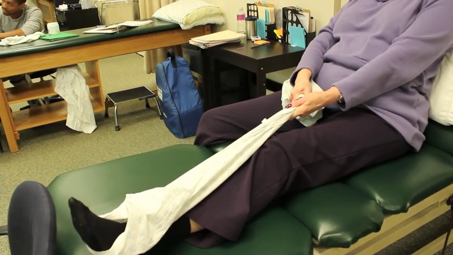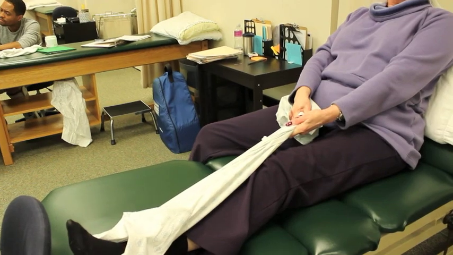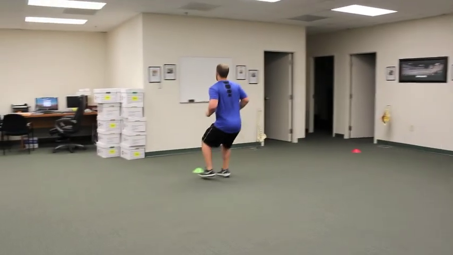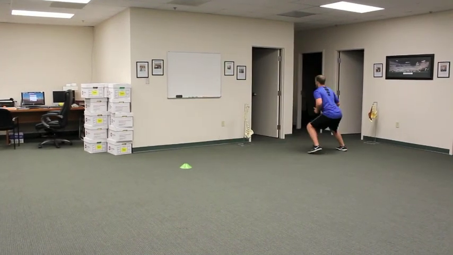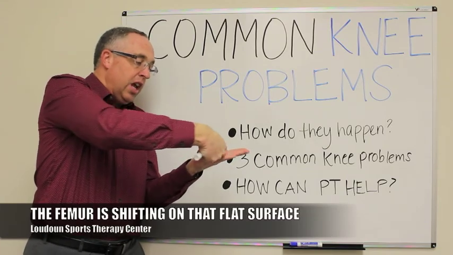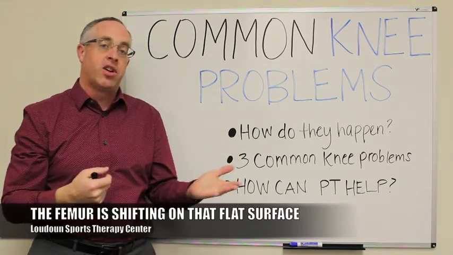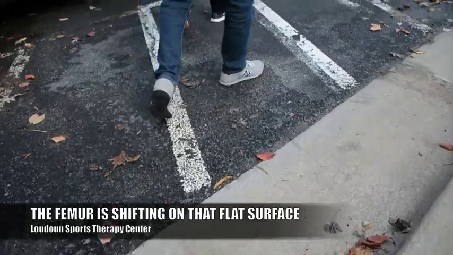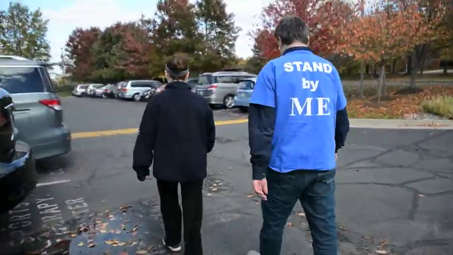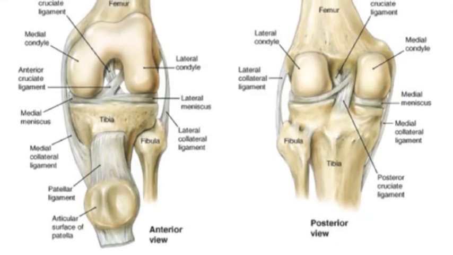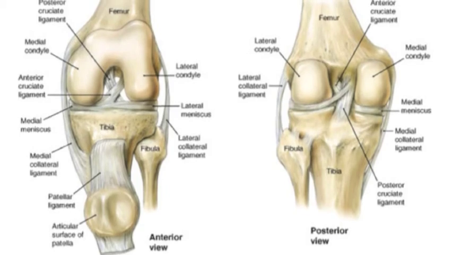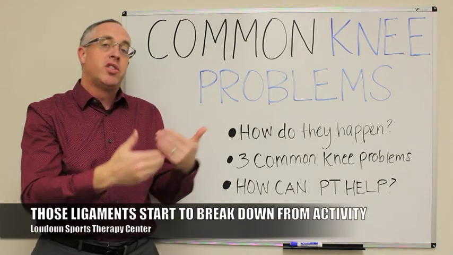But let's use, for example, somebody that's stepping off of a curb or going downstairs, or an athlete that comes to a quick stop like a soccer player or a football player. When that quick stop happens, the femur is shifting in one direction or another on that flat surface. Even just simply stepping off a curb, as you step down, the femur is looking to shift forward. So it relies on those ligaments, the ACL, the MCL especially, to hold the joint and keep it from shifting. But over time, those ligaments start to break down.